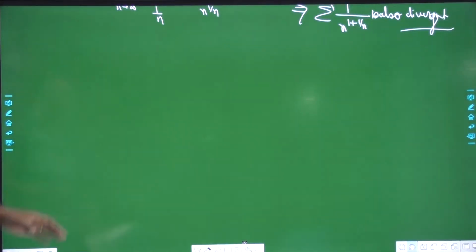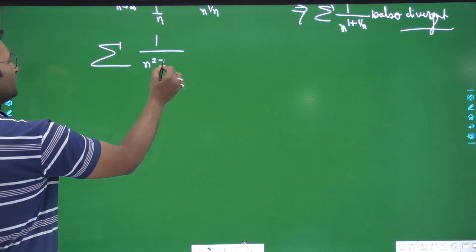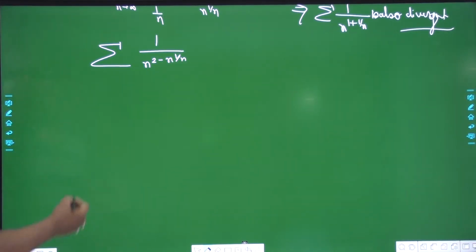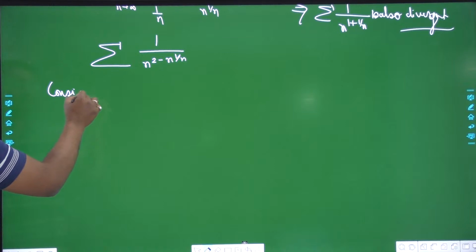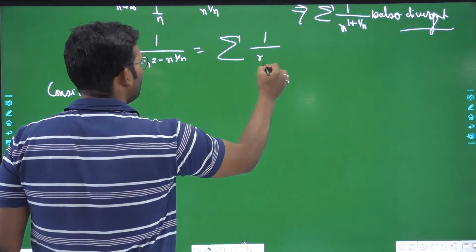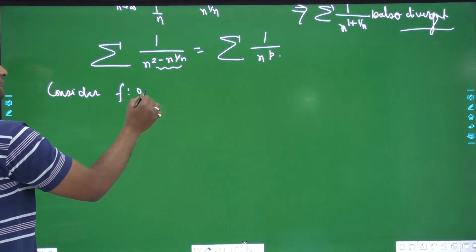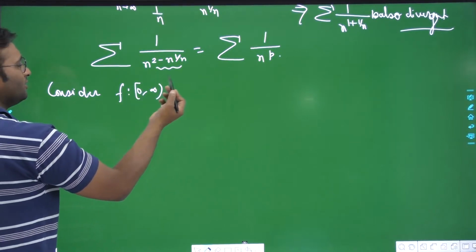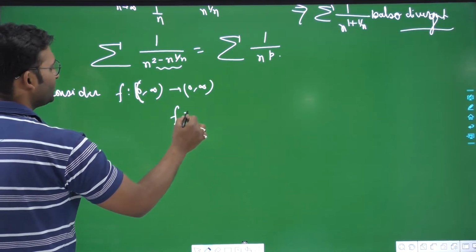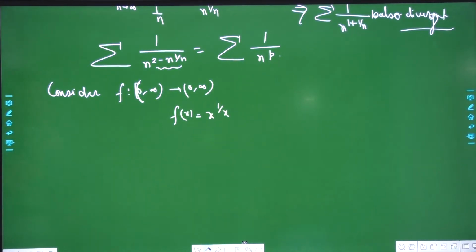Now, regarding the other option, summation 1 upon n raised to the power 2 minus n raised to the power 1 upon n. This was asked in the examination. So let us first consider summation 1 upon n raised to the power t. So I'm considering this function. Consider f defined from 0 to infinity. I think I should exclude 0, so (0, infinity), and let the function f(x) be defined as x raised to the power 1 over x.